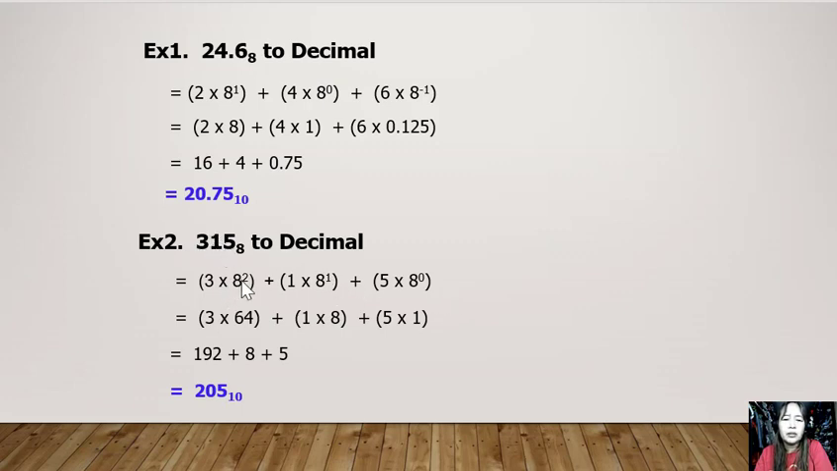We again compute. 8 to the power of 2 is 64 times 3 is 192. 8 to the power of 1 times 1 is 8. And then 8 to the power of 0 is 1. Multiply that by your 5 and you get 5. So 192 plus 8 plus 5 is 205 with a base of 10 representing decimal. Again, that is your equivalent decimal value from your 315 octal value.